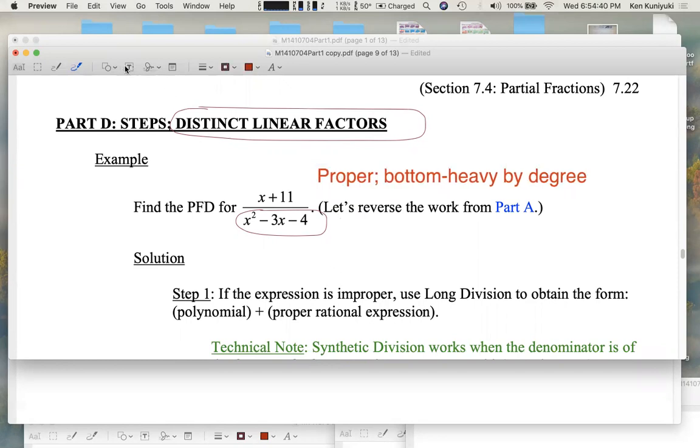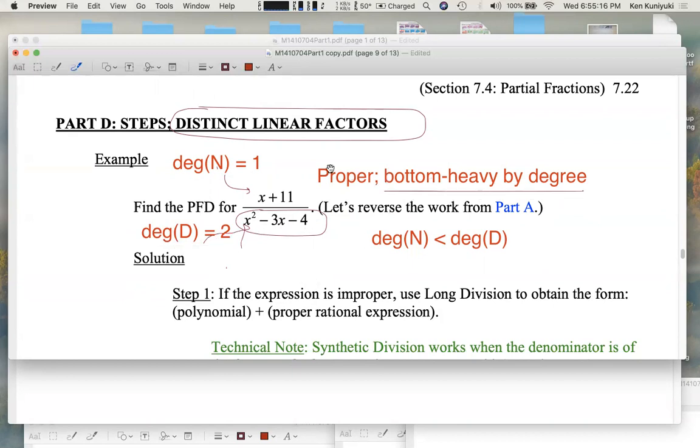The degree of the numerator is less than the degree of the denominator. I'll type it out. The numerator has degree 1. The denominator has degree 2. The degree of the bottom is bigger than the degree of the top. This guy's bottom heavy by degree. So we have a proper rational expression here.